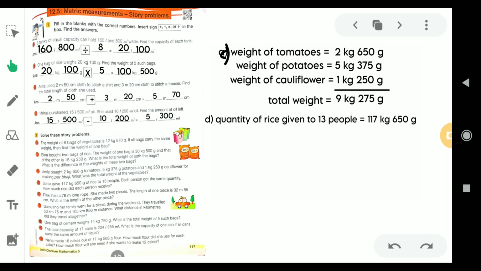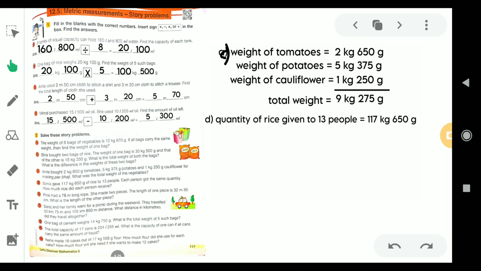Pinky had a 78 meter long rope and she made two pieces. First she had this long rope and she made two parts, not equal parts, but she made two pieces here. So the length of one piece is 32 meter 85 centimeter, and what is the length of the other piece? So first, the total length of the rope is 78 meter and 0 centimeter. Why have I written 0 centimeter? Because in order to balance this, 78 meter also means 78 meter 0 centimeter.